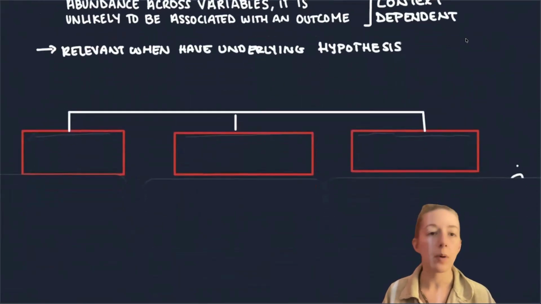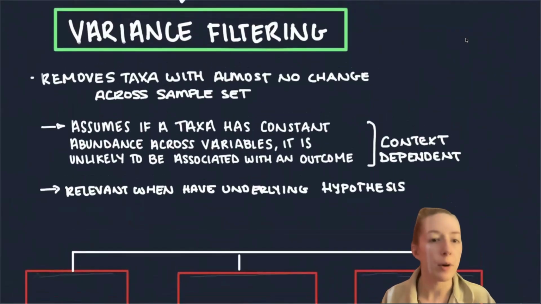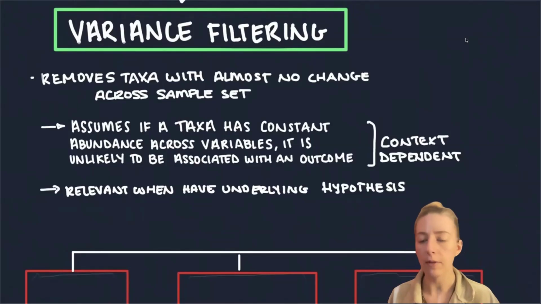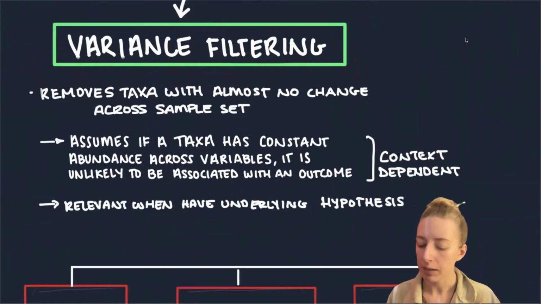And this is relevant when you have an underlying hypothesis. So if you know of a particular microbe or of some kinds of microbes that you expect to have a change, you want to see what is changing rather than what is staying constant, that would be a place where you want to apply this variance filtering, for example.